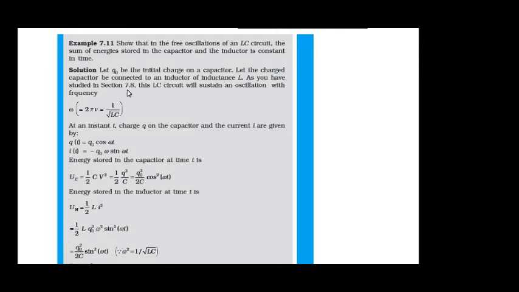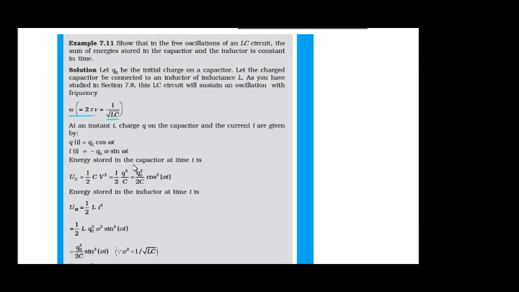As you have studied in section 7.8, the LC circuit will sustain an oscillation with the frequency omega equal to 2 pi nu, which is again equal to 1 by under root LC. At an instant t, the charge q on the capacitor and the current I are given by q is equal to Q naught cos omega t, I is equal to minus Q naught omega sin omega t.